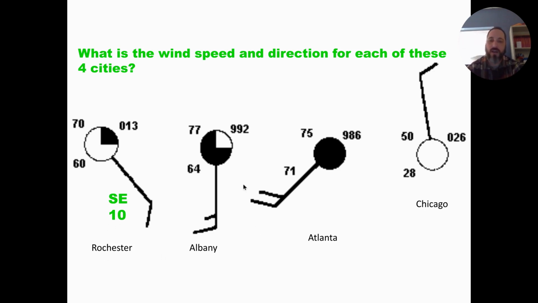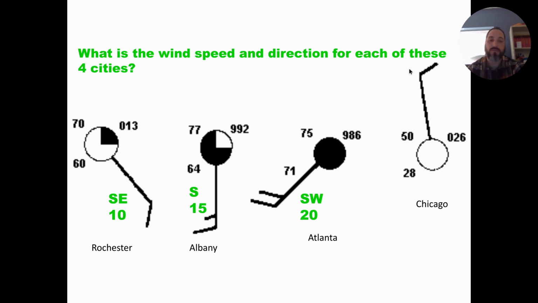Perfect. All right, this one right here, it's going due south, and I've got 10 and a 5, so it's going to be 15 knots. So my direction is going to be south, and my wind speed is going to be 15 knots. Now, if I look at Atlanta, I've got in between west and south, so it's going to be southwest, and I've got 2 long feathers. That's going to be 10 and 10, so that means 20 knots total. And I get southwest at 20 knots.